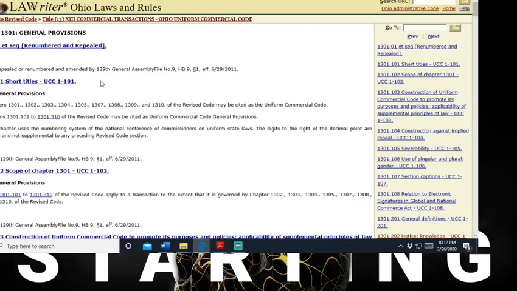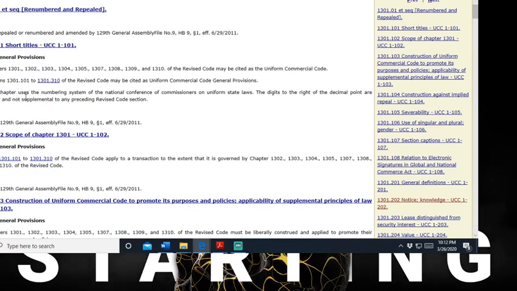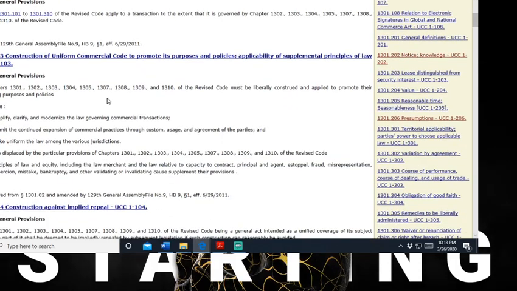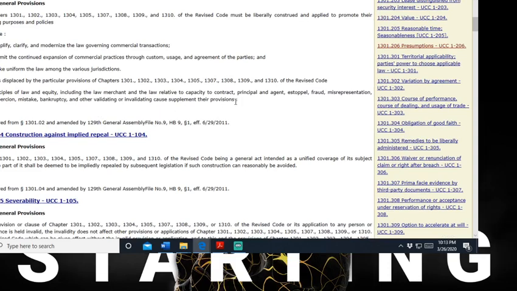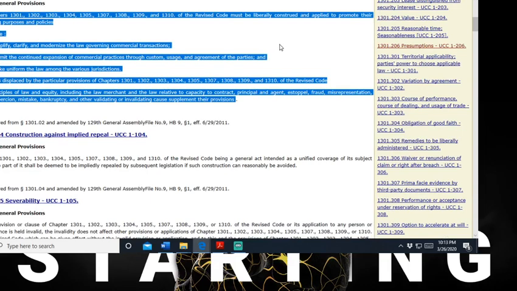Now we're going to look at the general provisions. Chapter repeal, general provisions. This chapter uses the numbering system of the National Conference of Commissioners on Uniform State Laws. The digits to the right of the decimal point are sequential and not supplemental to any preceding revised code section. So I'm just showing you some of this. Construction of the uniform commercial code to promote its purpose and policy, and applicability of supplemental principles of law; this is dealing with all contracts. Under the section, they tell you the code must be liberally construed and applied to promote its underlying purpose and policy, which are to simplify, clarify, and modernize the law governing commercial transactions.